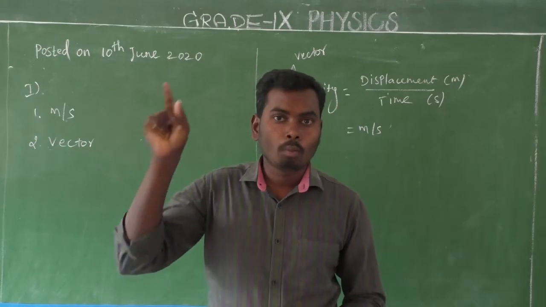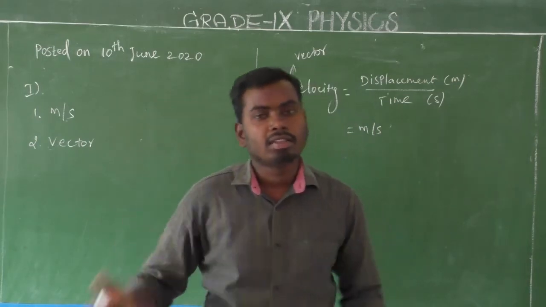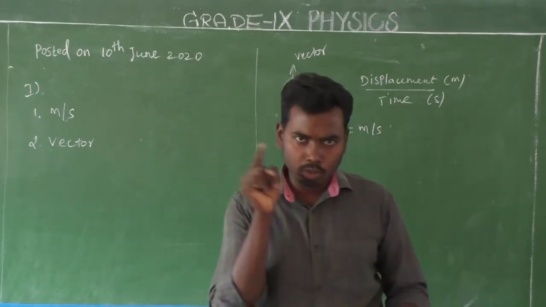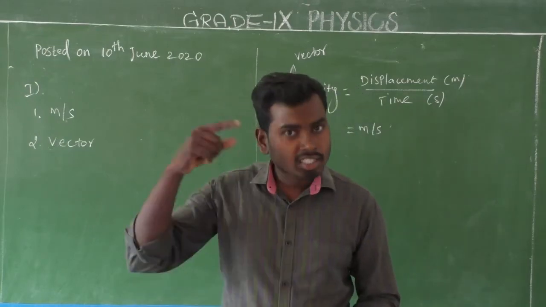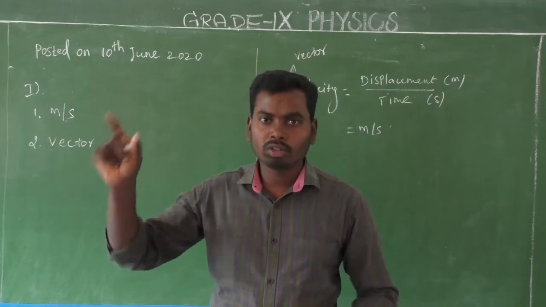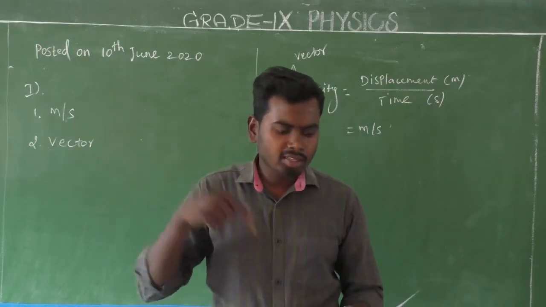A quantity that has both magnitude as well as direction is a vector quantity. Here, the first option is distance. Is distance a vector quantity or a scalar quantity? Distance is a scalar quantity because it has only magnitude, there is no direction. Next, come to the second one.